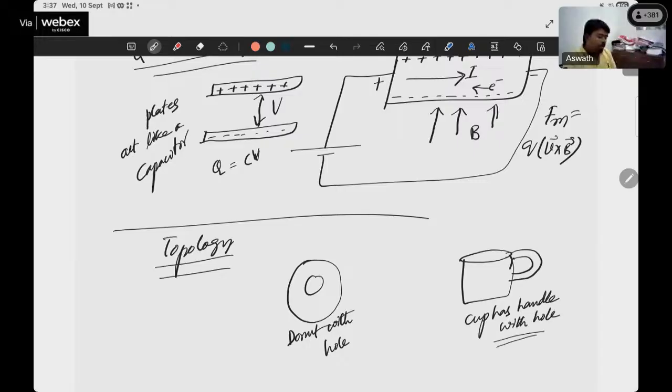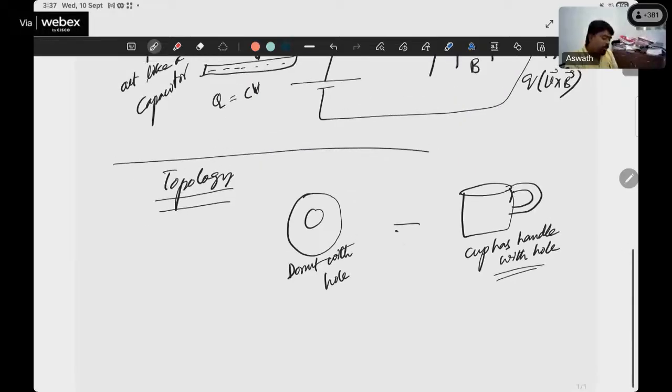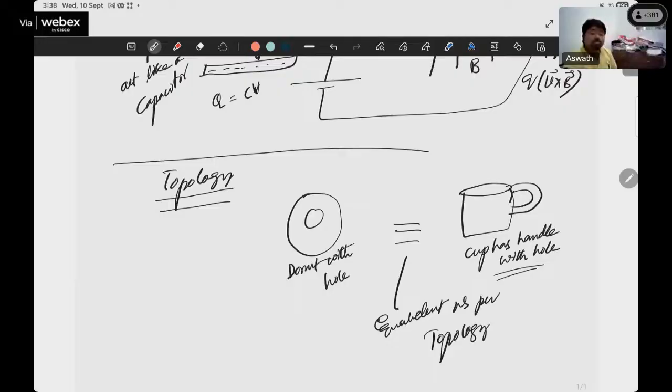You see, both are equivalent as per topology, because both have holes. If you deform the cup into a shape like a donut, you can just reshape it like that, and they are still the same. Mathematically, they have a single hole. That is what topology says.